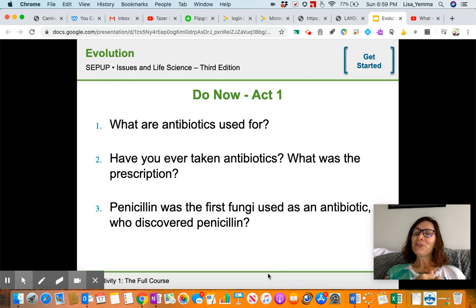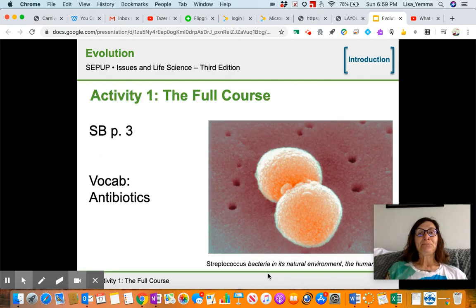Do you remember last year that video on Alexander Fleming? Penicillin was the first fungus used as an antibiotic. Remember, Alexander Fleming had a bunch of petri dishes in his lab, and he left one uncovered and some mold flew in. And lo and behold, he noticed, hey, wait, where there's the mold, the bacteria isn't growing close to it. I wonder. And therefore the first antibiotics were developed.